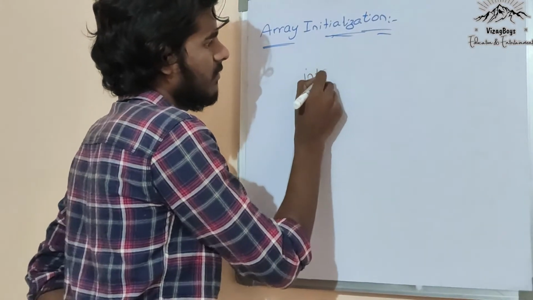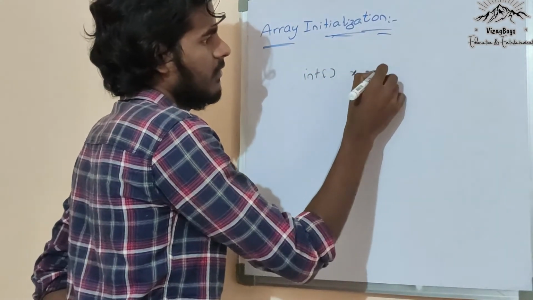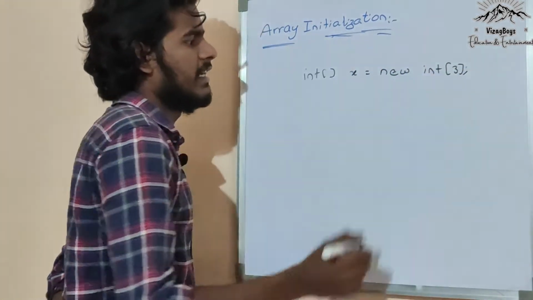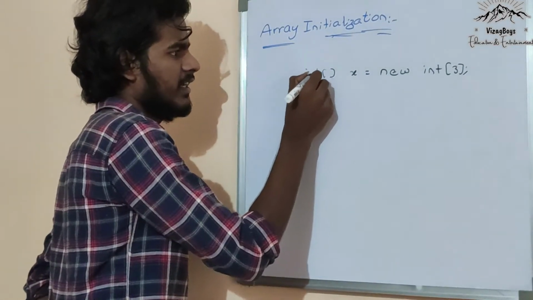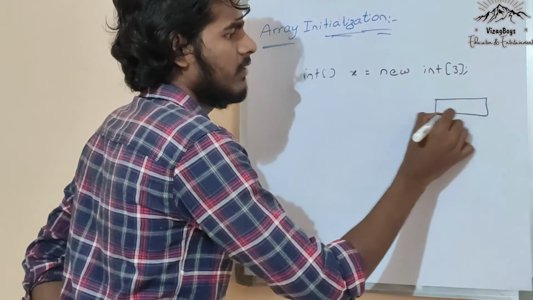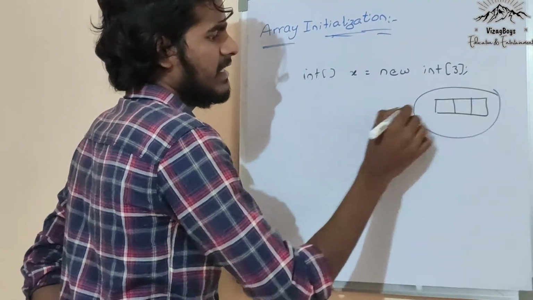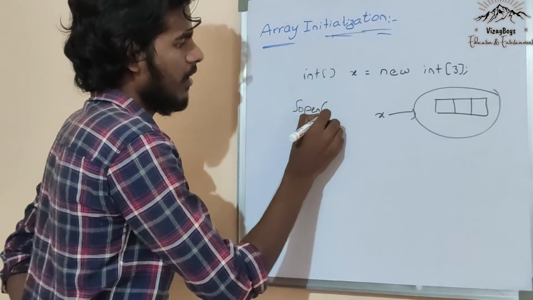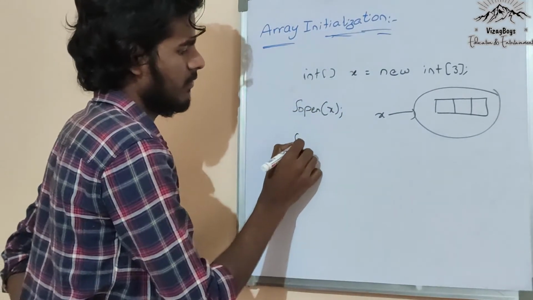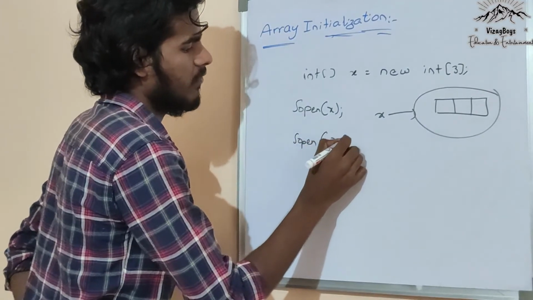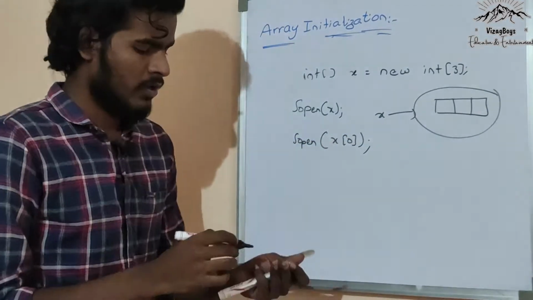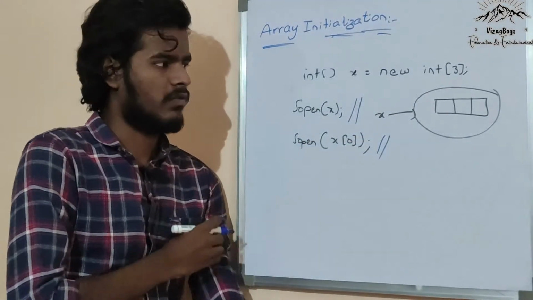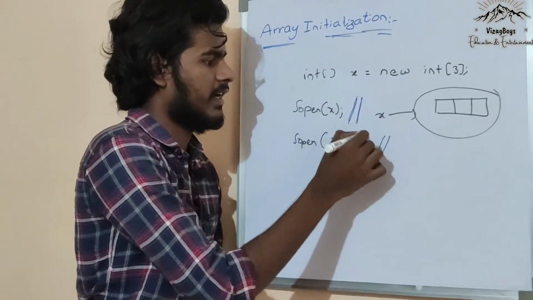int x[] = new int[3]; it's a single dimensional array, size 3. X is the reference variable. Okay friends, SOP of X, SOP of X of 0. What is the output we will get here and here? Listen carefully.